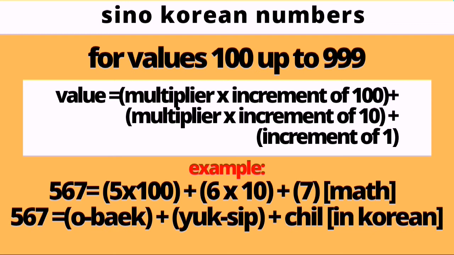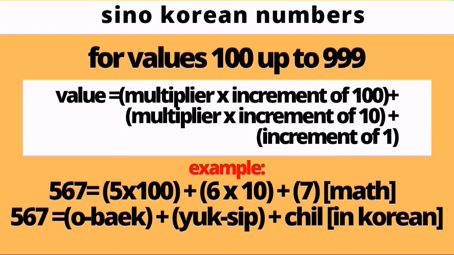Now let's proceed to the second part of this example, which is the increment of 10 or the tens place. So to make 60, we have to multiply 10 by 6. And 6 in Sino-Korean is yuk. And the increment of 10 is ship. So 60 or 6 times 10 is actually pronounced as yuk ship. So when we say yuk ship, it's the same as saying 6 sets of 10.